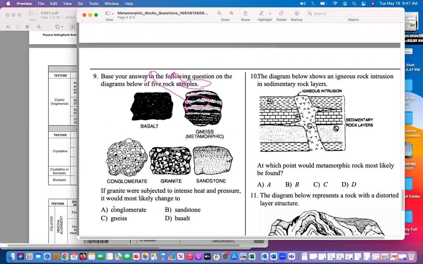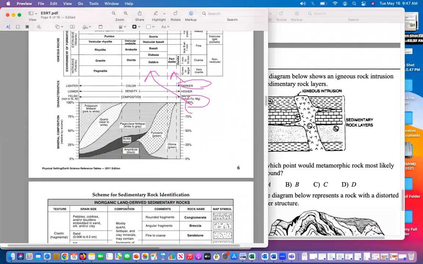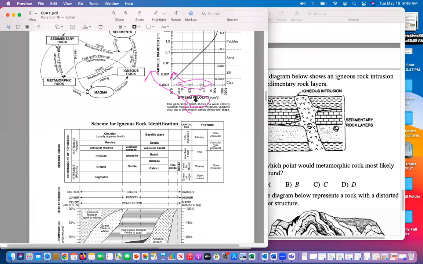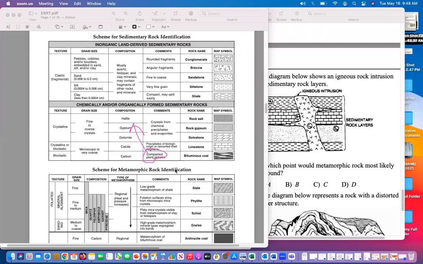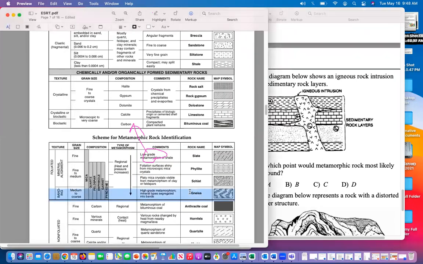Basalt. Where do I see the word basalt? It's not in page 7. Basalt, where do I see you? I see you right here. Basalt is an igneous rock. So the only rock that goes through intense heat or pressure is gneiss. So this is a process of elimination. The only rock that would change to gneiss is a metamorphic rock.